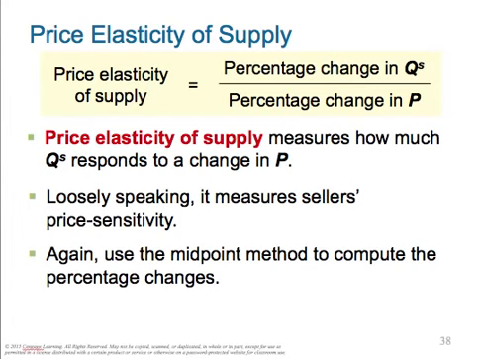Most everything in the price elasticity of supply section corresponds with the concepts that were in price elasticity of demand, so it's a little more compact from here on out, but it's just a repeat of the same thing we just did with price elasticity of demand.